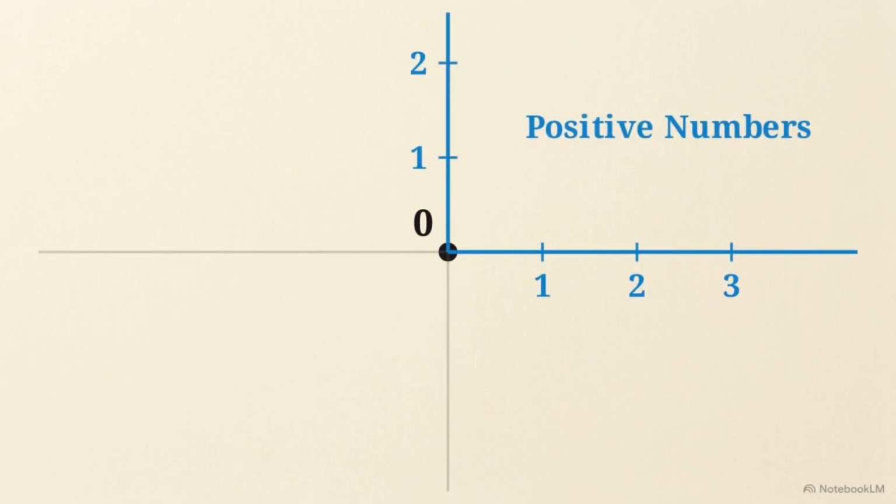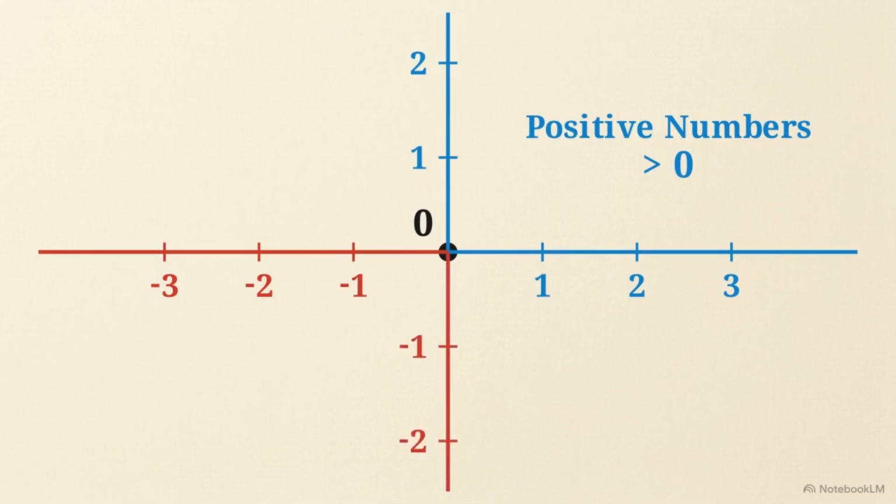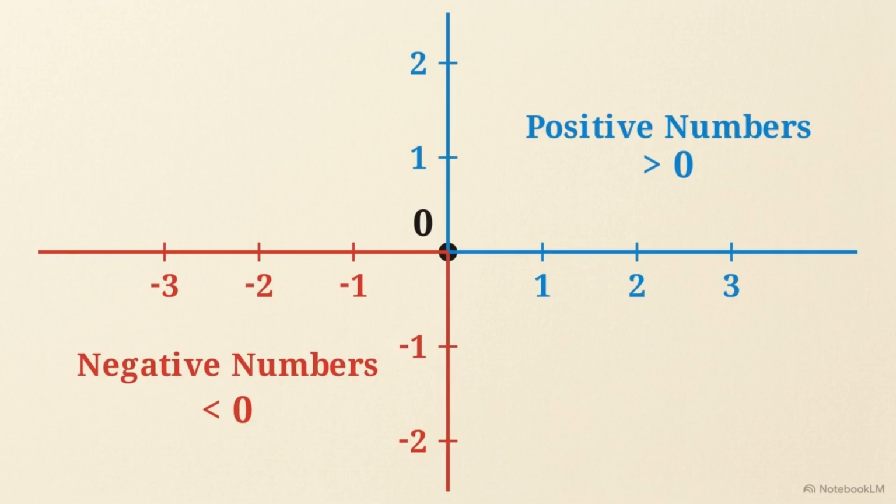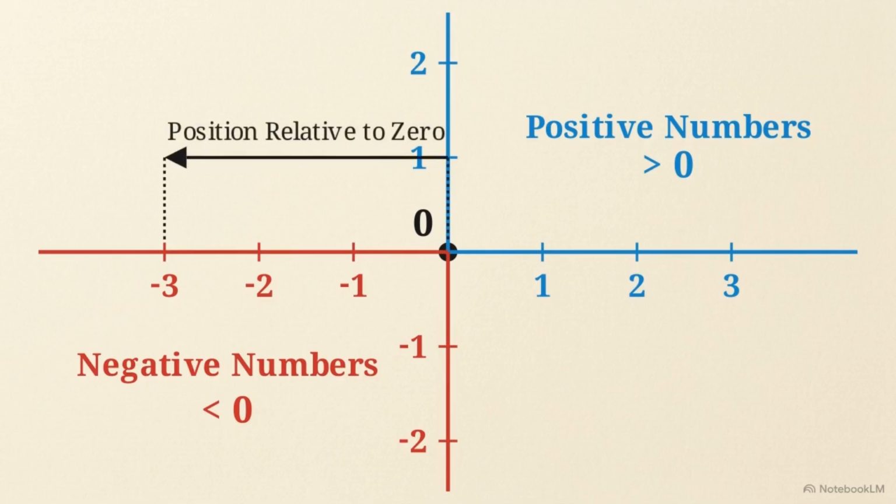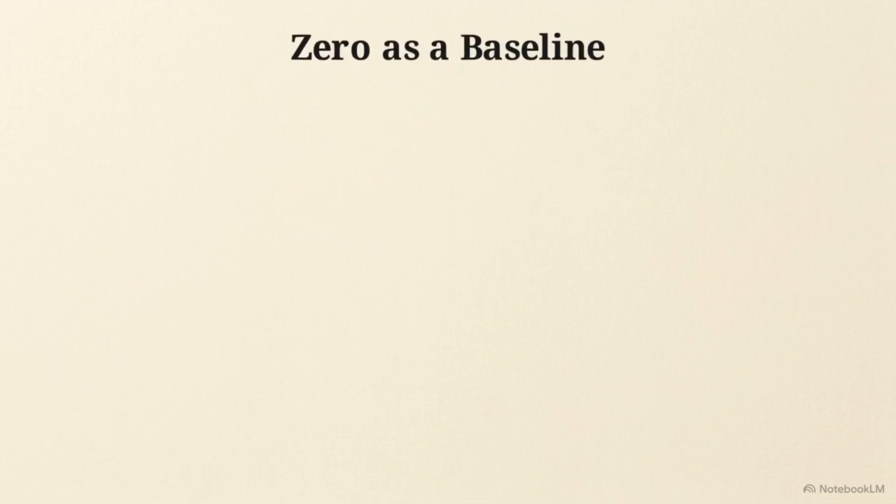Once we establish our 0, we can move in two directions. If we move to the right on a horizontal line or upward on a vertical line, we enter the territory of positive numbers. These are values greater than 0. But if we move to the left or downward, we find values less than 0. These are the negative numbers. They are always marked with a minus sign directly in front of them, telling us exactly where they sit relative to our starting line. We use this concept constantly in everyday life.